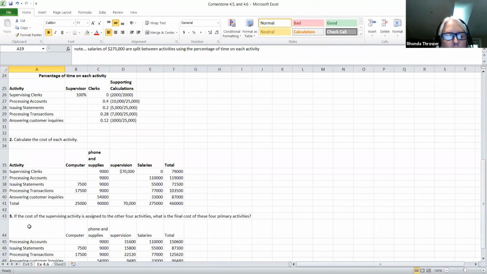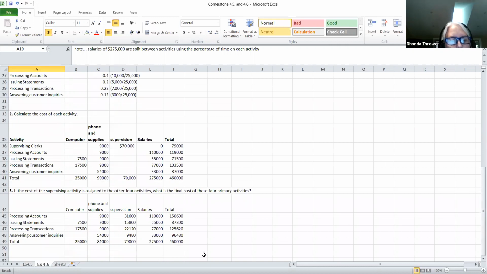Now part 3 is a what if analysis. They say, what if the cost of the supervising activity is assigned to the other 4 activities? What is the final cost of these 4 primary activities? Well, basically, everything that we did before, I just copied down here, except for right here for supervision. Now we're going to split this supervision out, or actually we're splitting out the total cost of supervision by the time that is spent on each activity.